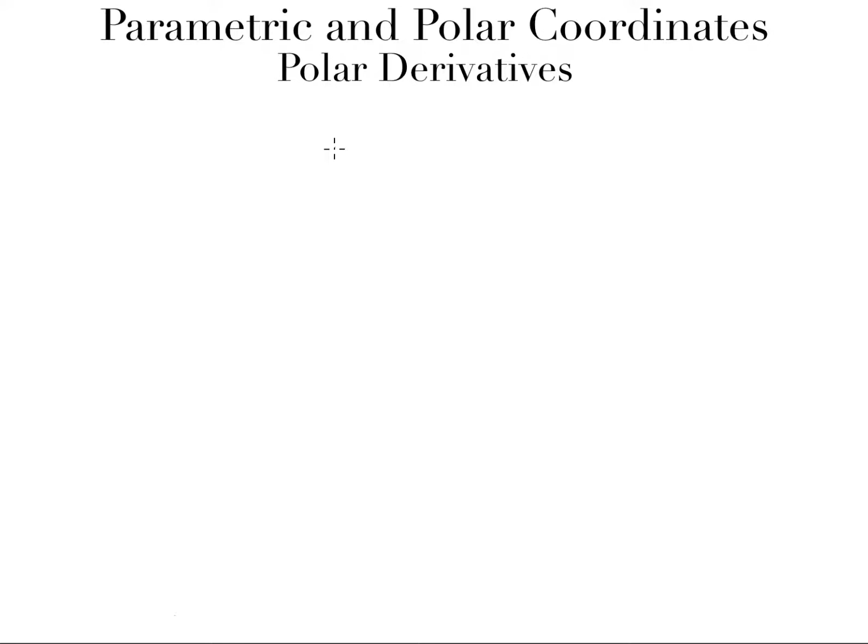Now that we've introduced what polar coordinates are, and how to convert from polar to Cartesian and Cartesian to polar, it's time to deal with polar derivatives. First, just recall that we have x equals r cosine theta and y equals r sine theta in polar coordinates. And as we learned in the previous video, when we're graphing polar coordinates, or in general when we're writing equations for polar curves, we have r as a function of theta. r equals f of theta.